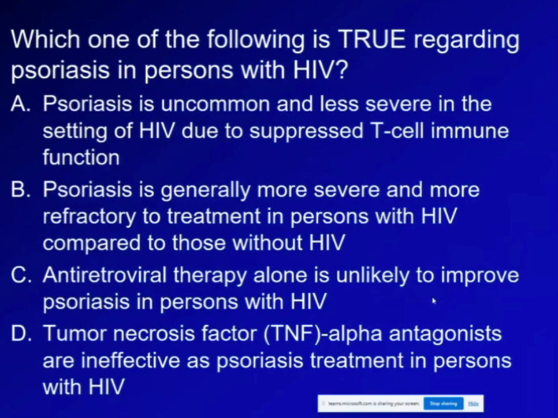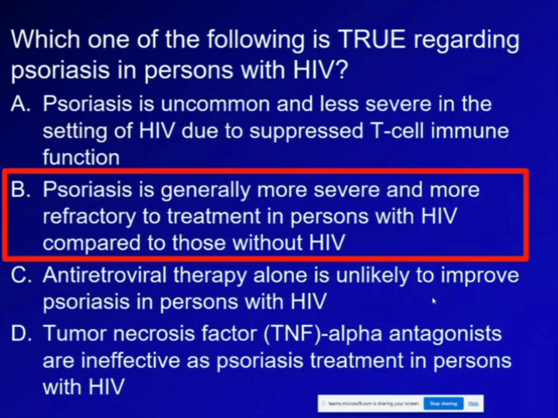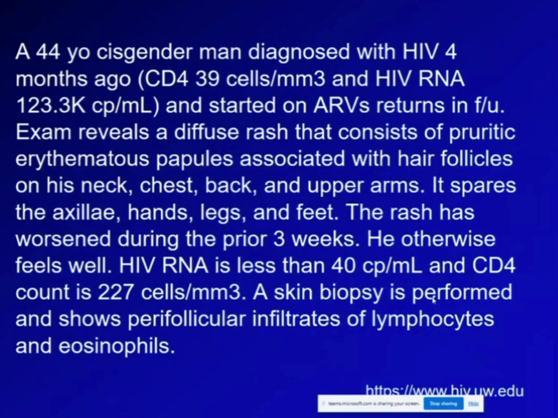If you haven't had one in your clinic yet, you will see patients with bad psoriasis in clinic. So which of the following do you think is true regarding psoriasis in persons with HIV? B is 100% correct. The incidence of psoriasis is about the same in the HIV and non-HIV population. HIV patients will respond to therapies if you escalate them like you would in other patients with psoriasis, but they're much more likely to have a more severe course and take more drug to get their disease under control. ARVs alone will improve it, but oftentimes won't fix it.